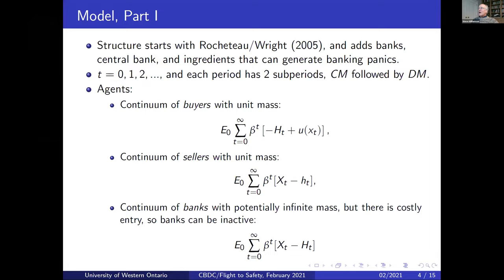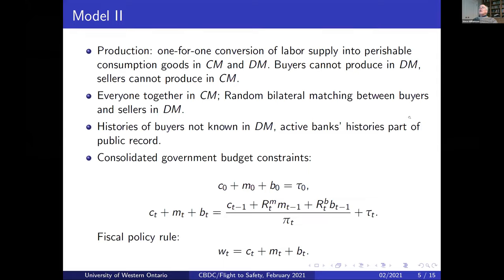Okay, so the buyers supply labor. Labor supply is always H, consumption is always X. The buyers supply labor in the centralized market and consume in the decentralized market. The sellers do the reverse. And the banks can consume and produce only in the centralized market, so their activity is confined to the centralized market. All the production is a one for one conversion of labor supply into perishable consumption goods. In the centralized market, everyone's together in one place. And then there are random bilateral meetings between the buyers and the sellers in the decentralized market. I'm telling you kind of standard stuff.